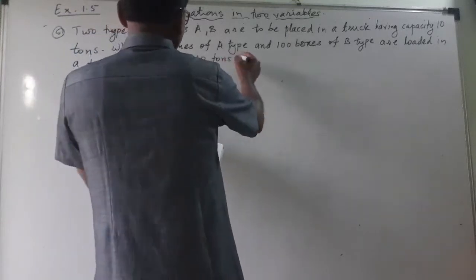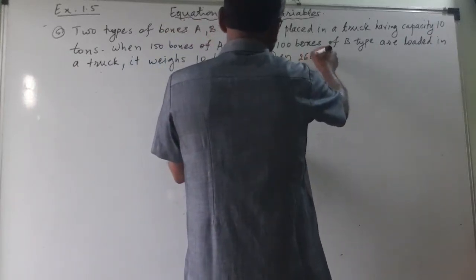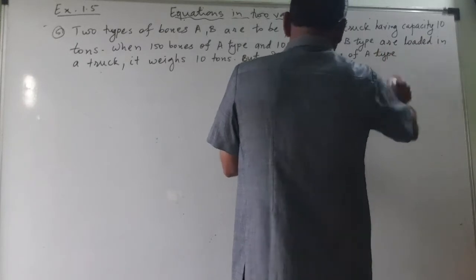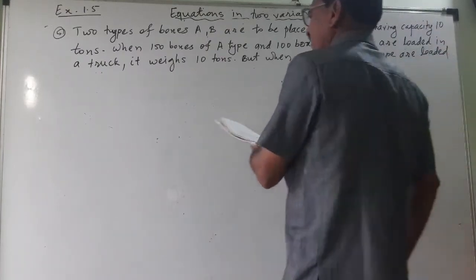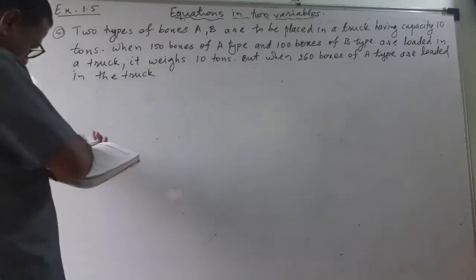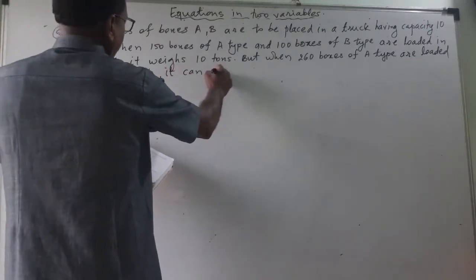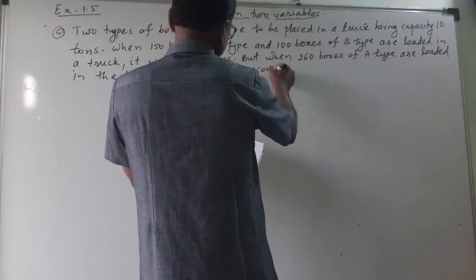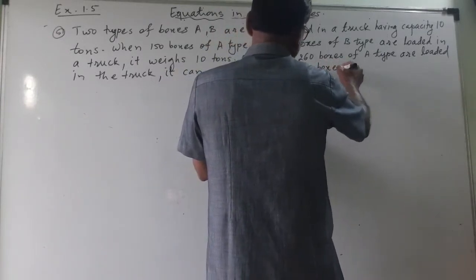But when 260 boxes of A type are loaded in the truck, it can still accommodate 40 boxes of B type.